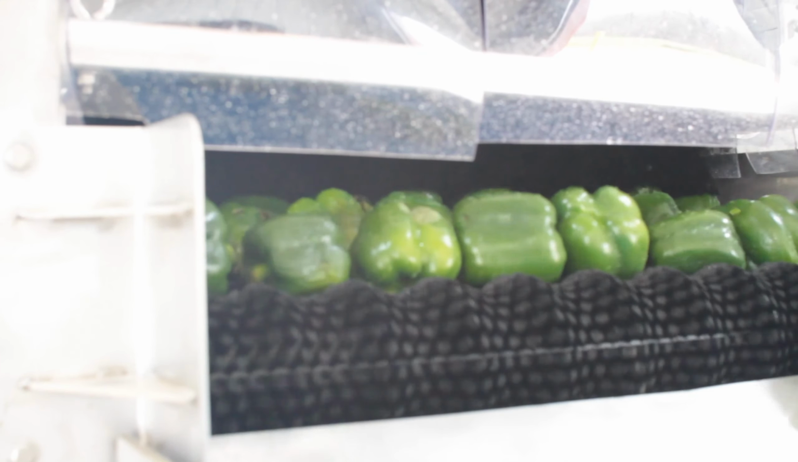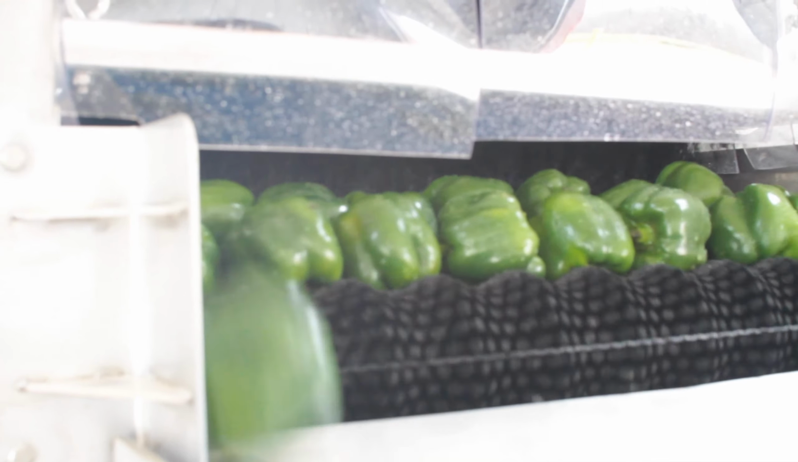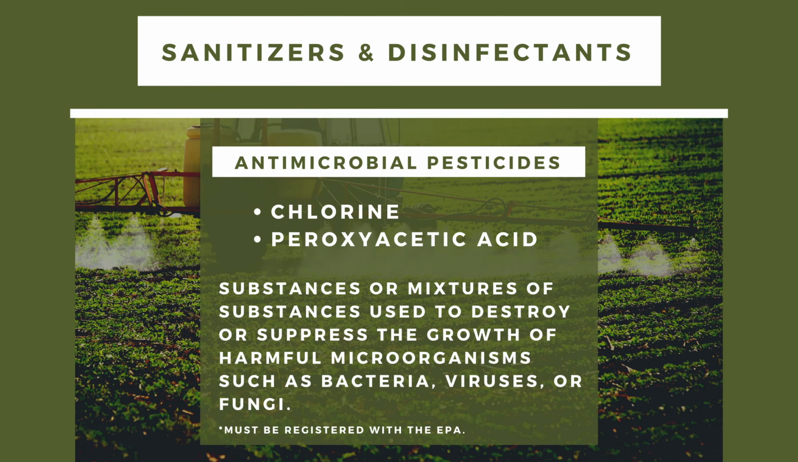So, how do you maintain the sanitation of the ag water that comes in contact with your produce? Sanitizers and disinfectants, such as chlorine and peroxyacetic acid, are widely used throughout the food industry to treat agricultural water. These chemicals are considered antimicrobial pesticides, as defined by the Environmental Protection Agency, EPA. Specifically, antimicrobial pesticides are substances or mixtures of substances used to destroy or suppress the growth of harmful microorganisms such as bacteria, viruses, or fungi.